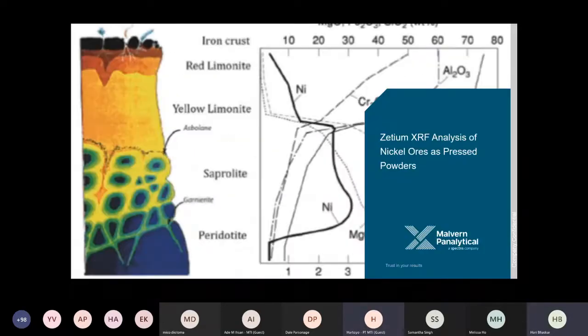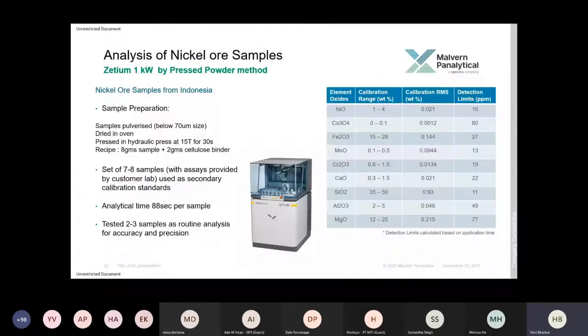Alright, okay. So I'll now quickly touch on an application work that we did here in our Perth lab on nickel ore samples that we received from Indonesia. We did this on a 1 kilowatt based ZTM XRF just to show the performance on a typical nickel suite. The samples are prepared as press powder. They were received already pulverized below 70 micron size. This is quite important: samples need to be nicely pulverized, at least below 70 microns.